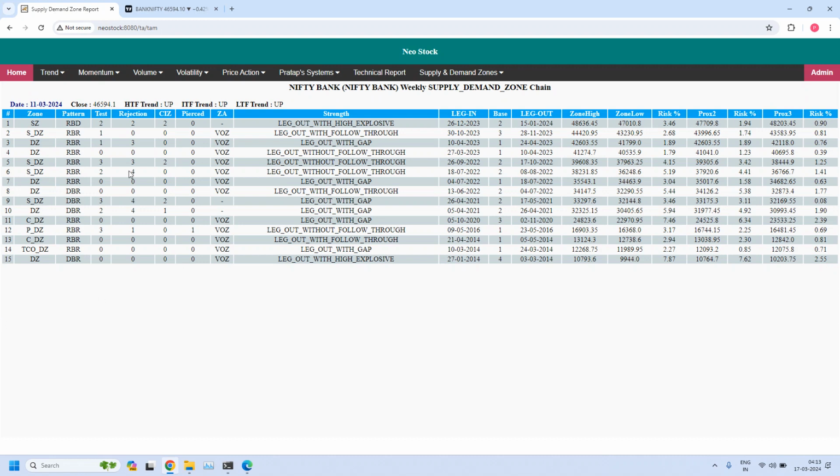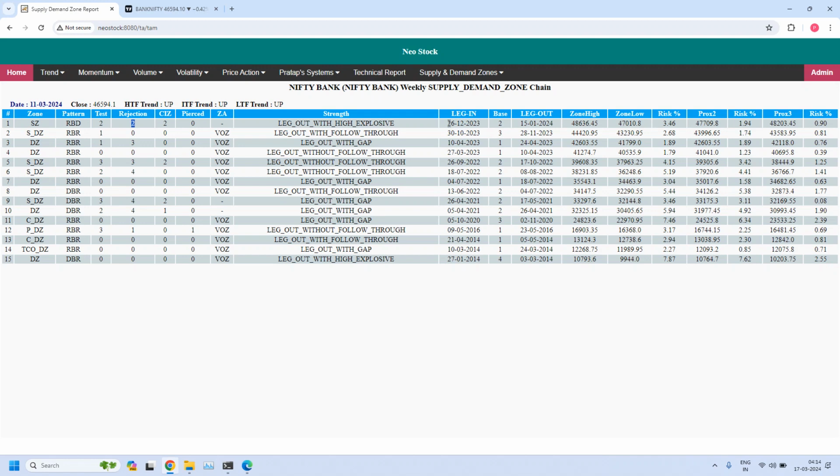Okay, the chain is generated, and at present at weekly time frame, Bank Nifty is having one supply zone and also one high liquidity demand zone. This is the important thing you should observe. First, let us draw the supply zone. It is already tested 2 times and 2 times it has given rejections. That means a very strong order flow is there in the weekly supply zone.